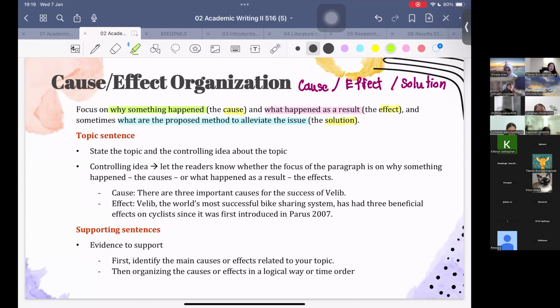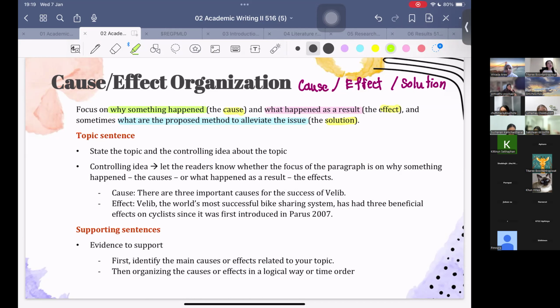So make sure when you talk about the effect, the issue itself, the name that we call the issue, is not the effects. That's just the name we're giving to that issue. And make sure you can separate between cause and effect. It's not the same thing. Why something happened, that's the cause. What happened after that, what happened to it, that's the effects.